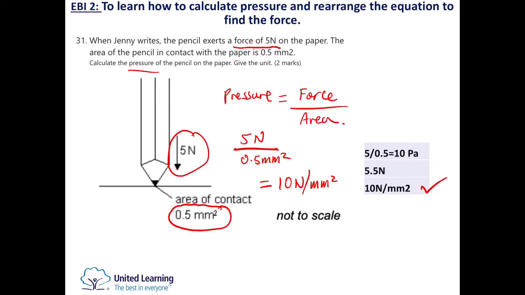Now, this person has written pascals as their units. Be very careful with that. Yes, you can use pascals as a unit for pressure. However, in this case, it's best to use the units that are involved, which is newtons and millimeters. So it's going to be newtons per millimeters squared. That's what you need to use, because there is a certain conversion that you might have to do.